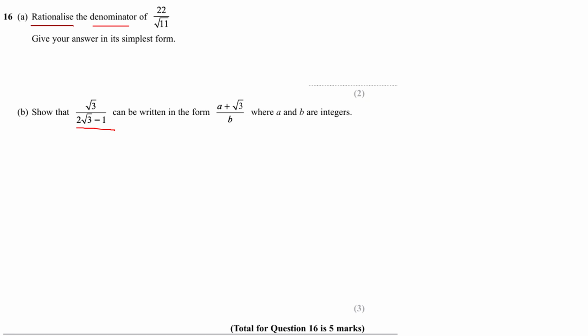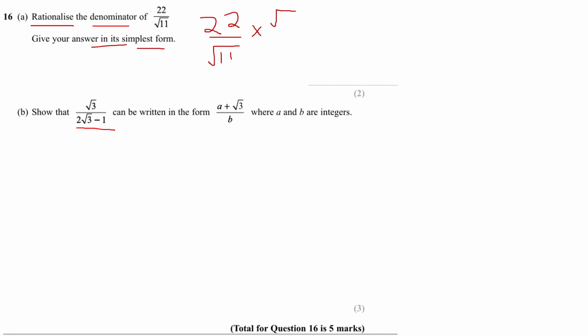So 16a, rationalize the denominator of 22 over root 11, give your answer in its simplest form. Now what does rationalizing the denominator actually mean? It means to get rid of the surd that is on the bottom of our fraction, i.e. our denominator. Now we do this by multiplying the fraction by 1, but we rewrite 1 as, in this case, times root 11 over root 11.